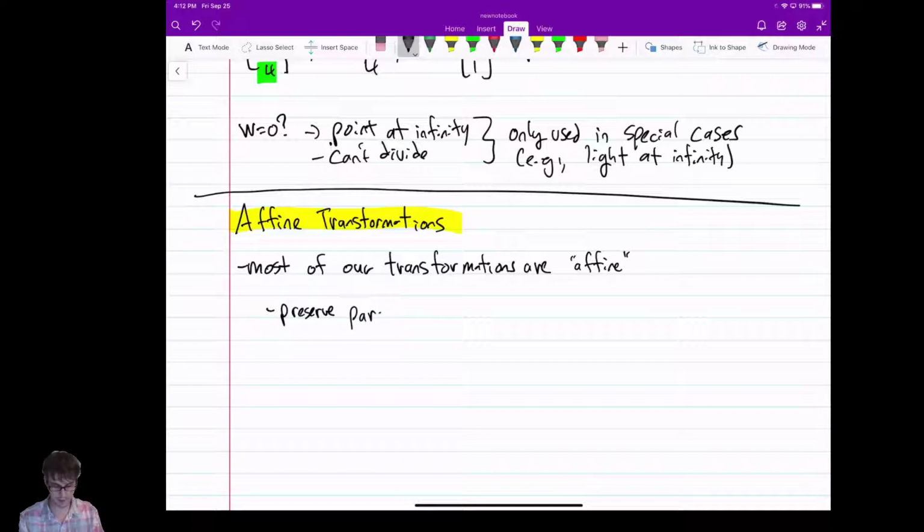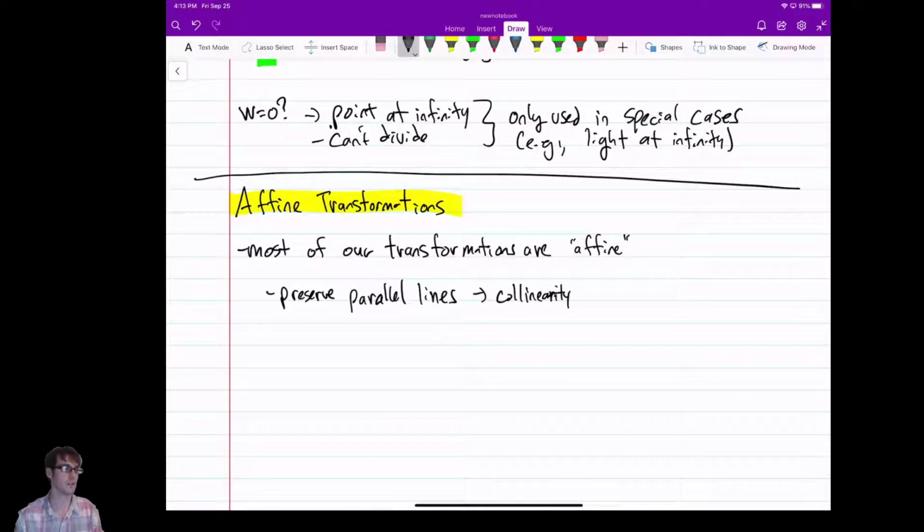They preserve parallel lines. Okay, if they're parallel before the transformation, they're going to be parallel after the transformation. This includes collinearity, right? This is nice because if you're relying on the cross product and the fact that they're not collinear, you can do affine transformations and still rely on it. It's not going to degenerate your triangles. It preserves proportions and ratios.